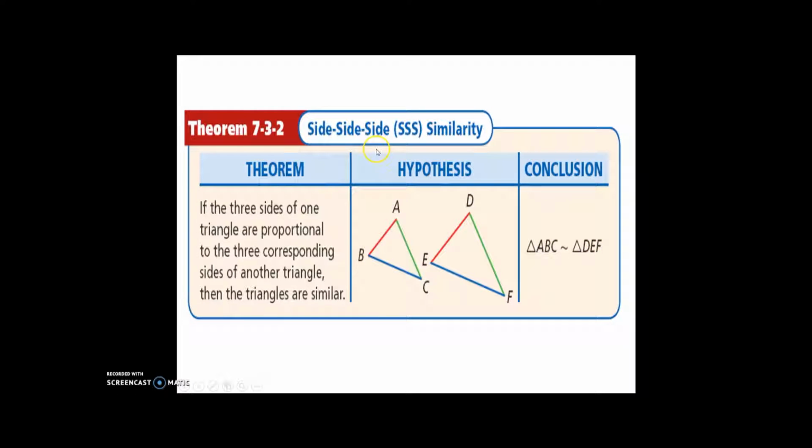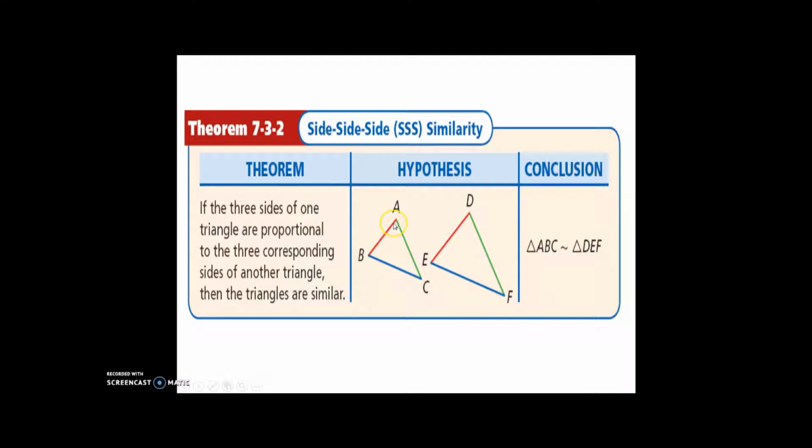Our next theorem is the side-side-side similarity theorem. If the three sides of one triangle are proportional to the three corresponding sides of another triangle, then the triangles are similar. So let's start again with the hypothesis. Three sides: I have a side here in red, a side here in red, a side here in green, green, blue, and blue. And if those three sides are proportional, notice it does not say congruent, like the angles we had in the last problem.